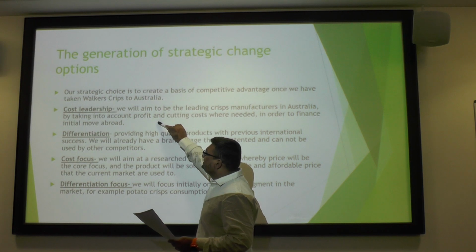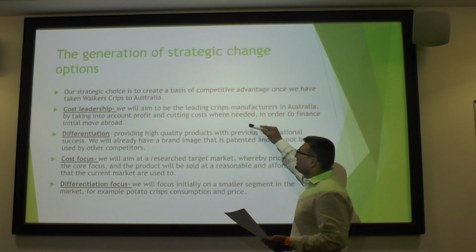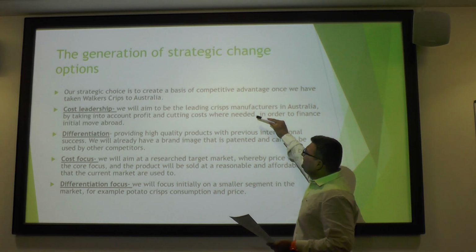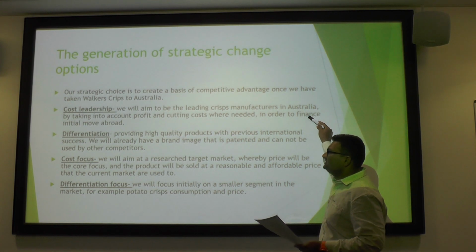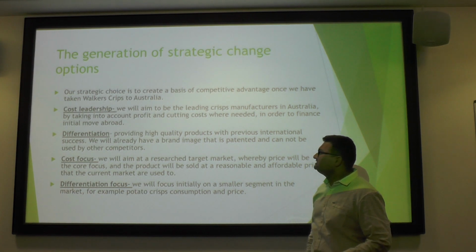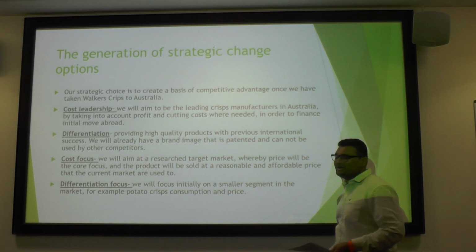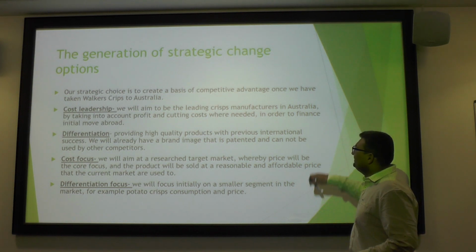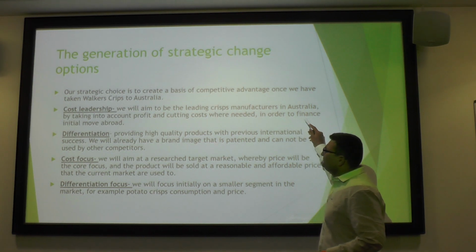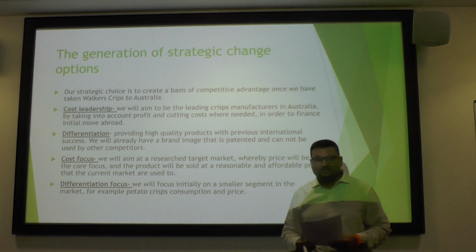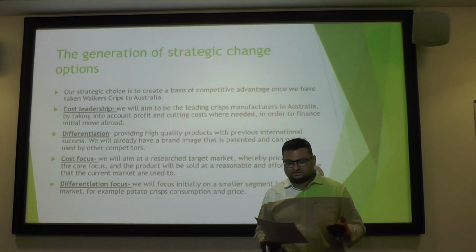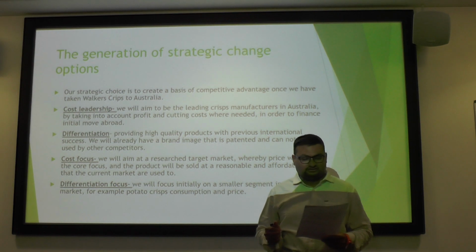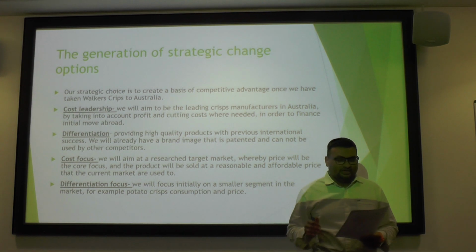So in cost leadership, we have to do cost cutting. We will aim to lead the crisp manufacturers in Australia by taking into account the profits and the cost cutting we need in our firm. In order to finance the initial move abroad, we should use basic or raw products from the cheapest domestic supplier. But one thing I point out is that we have to take the best quality of the products.